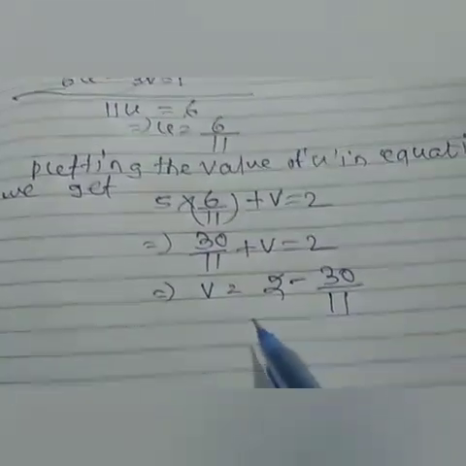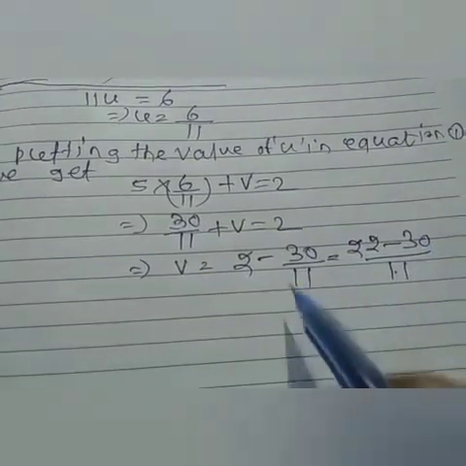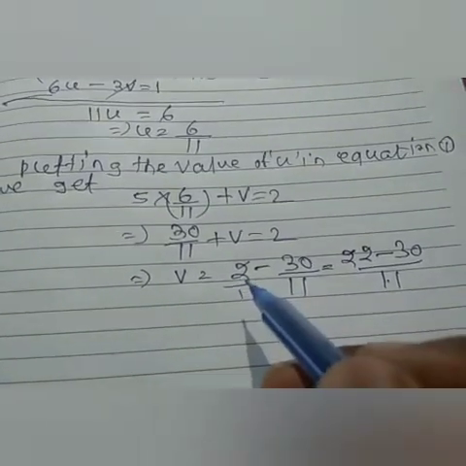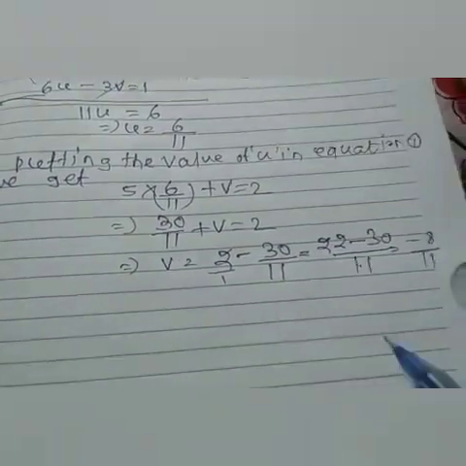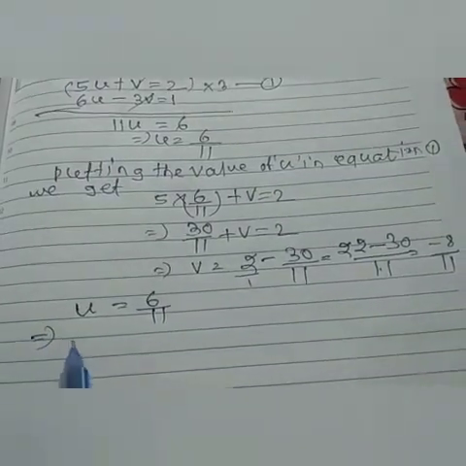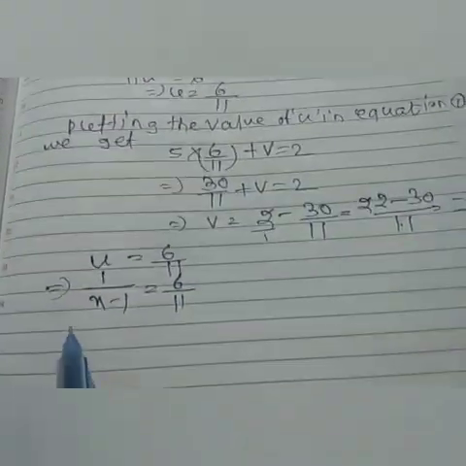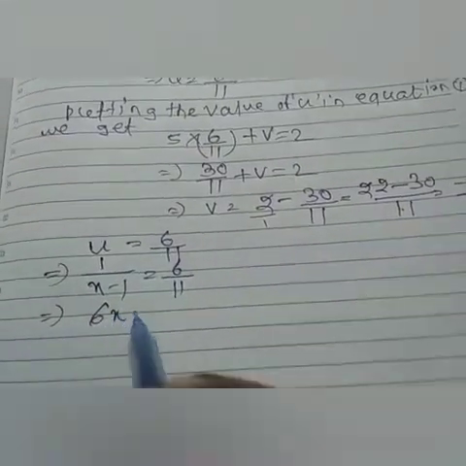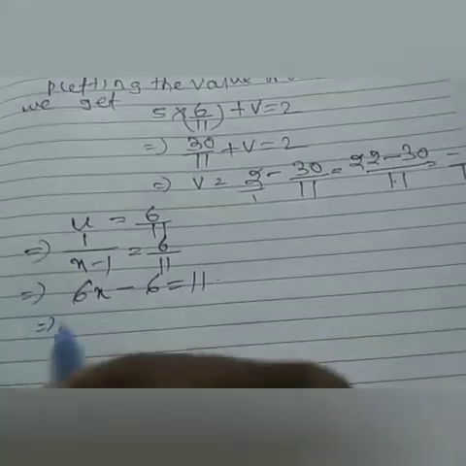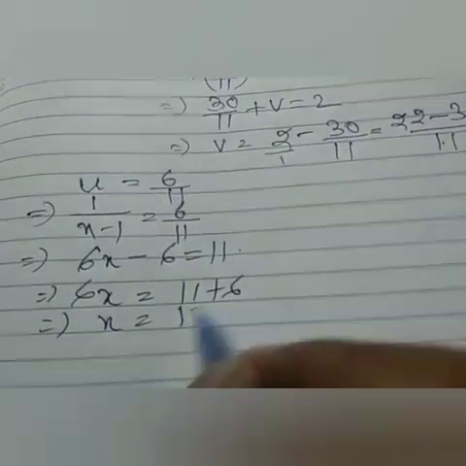30 by 11 goes to that side, it becomes negative. Solving this, the LCM is 11; 11 divided by 1 is 11, multiplied by 2 is 22. So 22 minus 30 gives minus 8 by 11. But u equals 6 by 11. We take 1 by x minus 1 equals u, which is 6 by 11. Cross multiplying, 6x minus 6 equals 11, so 6x equals 11 plus 6. Then x equals 17 by 6.